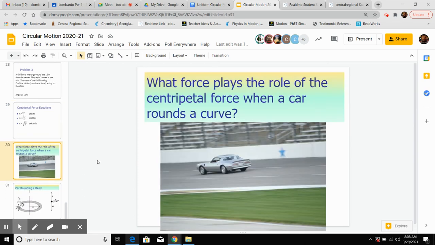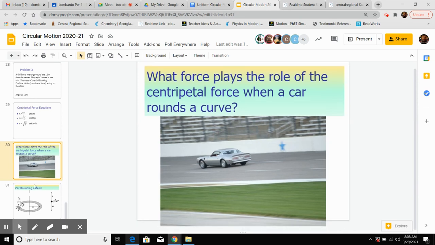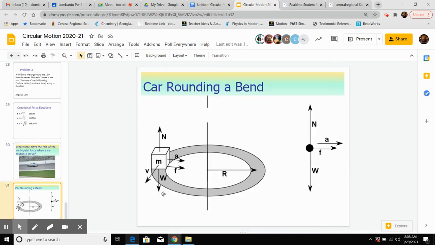And what force plays the role of centripetal force when a car rounds a curve? Well, you have the weight going down, the normal force going up, velocity is tangent, and you have the friction force inward, therefore it's going to be the direction of our acceleration.